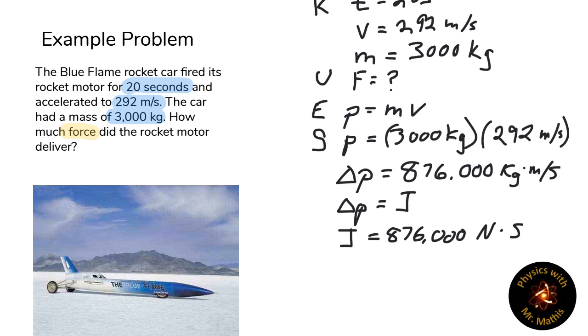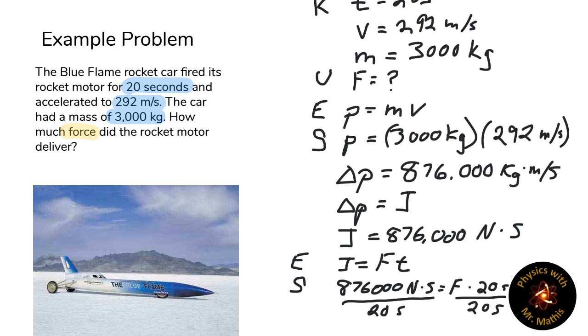Since we know that impulse is equal to change in momentum, we can say that impulse, J, is equal to 876,000 newton seconds. Here we're going to bring in a second equation, J equals F times t, and we're going to substitute in our values for J and t. So 876,000 newton seconds equals force times 20 seconds.